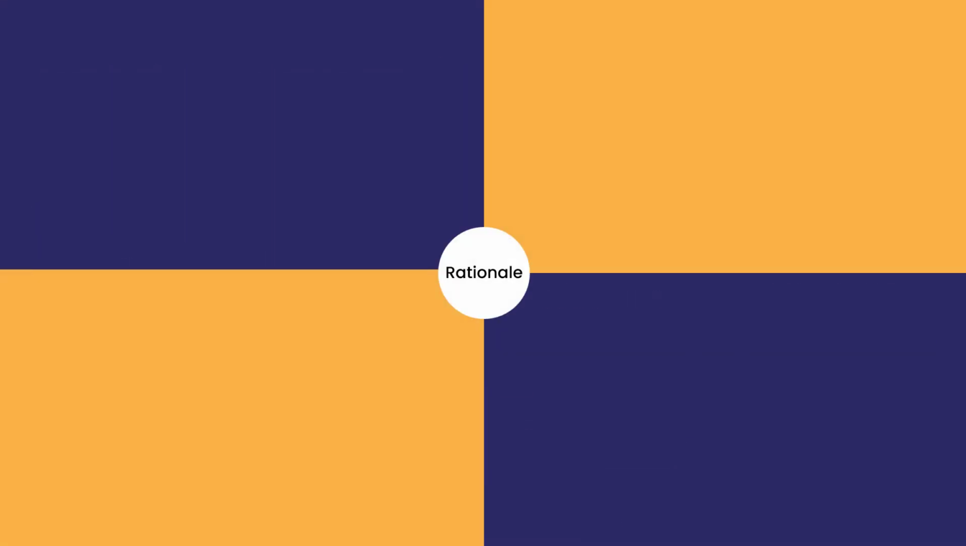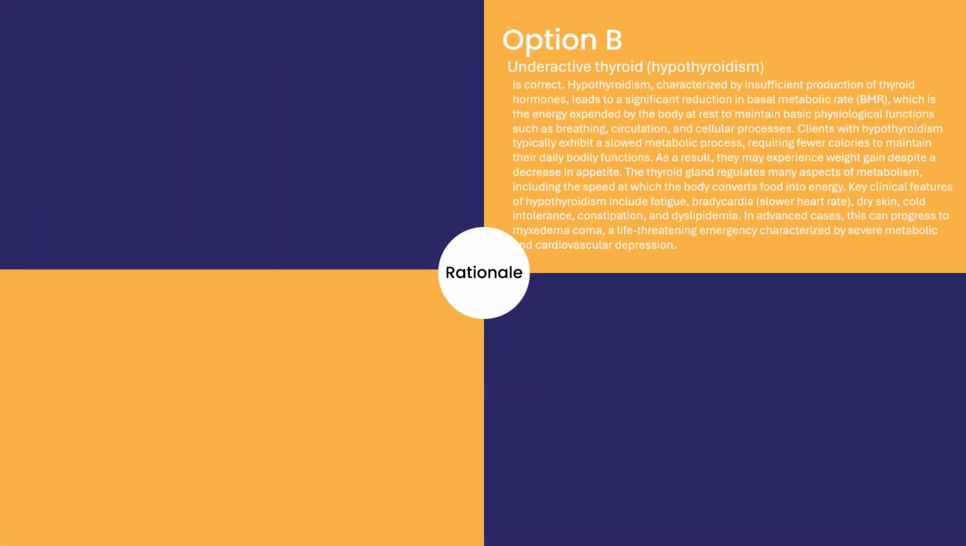Hypothyroidism, characterized by insufficient production of thyroid hormones, leads to a significant reduction in basal metabolic rate, which is the energy expended by the body at rest to maintain basic physiological functions such as breathing, circulation, and cellular processes. Clients with hypothyroidism typically exhibit a slowed metabolic process, requiring fewer calories to maintain their daily bodily functions. As a result, they may experience weight gain despite a decrease in appetite. The thyroid gland regulates many aspects of metabolism, including the speed at which the body converts food into energy.